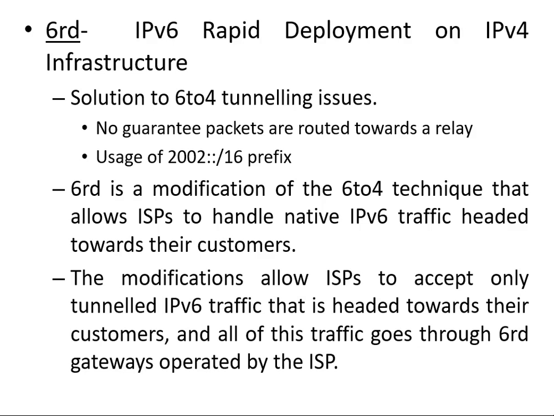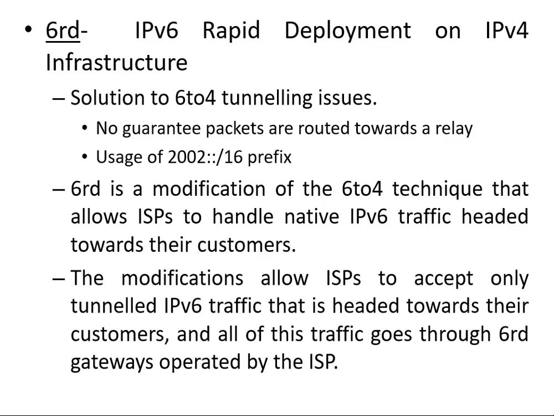And the second issue is usage of 2002::/16 prefix. The 6 to 4 tunneling uses this particular prefix. So every ISP that is offering the 6 to 4 tunneling technique will advertise this particular prefix. The problem over here is the ISP may also receive the packets destined for other ISPs which are using the 6 to 4 tunneling. So there are two options to be followed. Either it can be dropped or relayed.